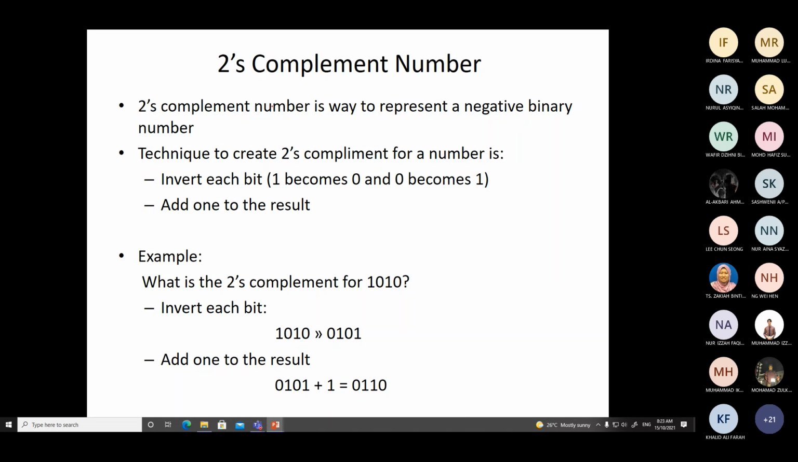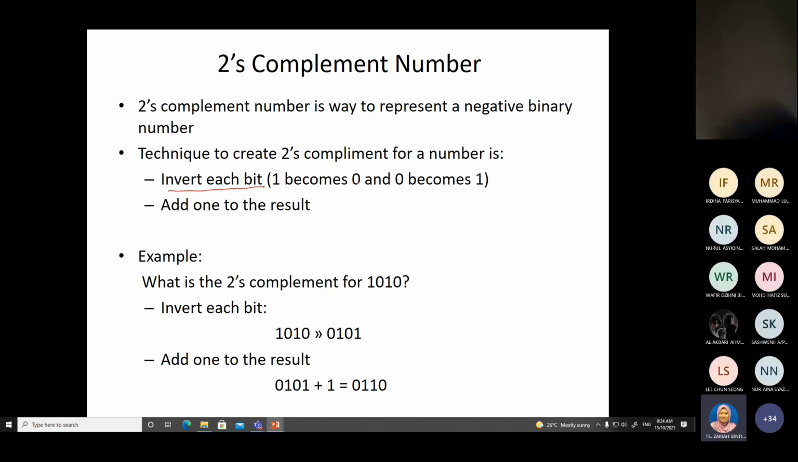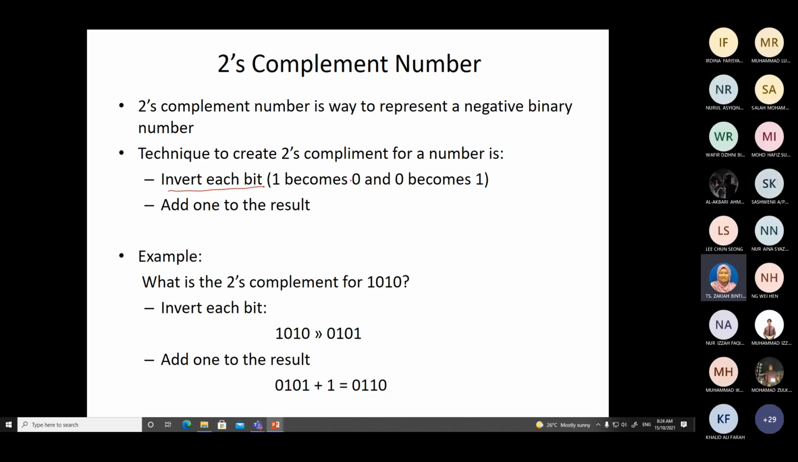Two's complement. Remember when I taught you about the two's complement? A two's complement number is a way to represent negative binary numbers. The technique to create a two's complement for a number is to invert each bit: 1 becomes 0 and 0 becomes 1. This becomes the first complement. Then, from the first complement, you add 1 to the result. Then this becomes the two's complement.